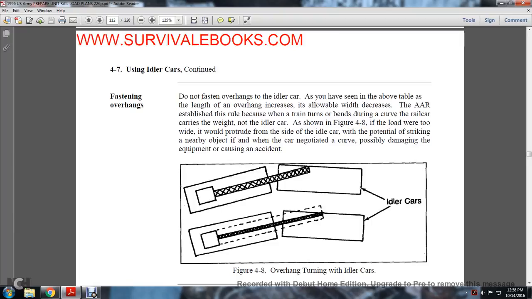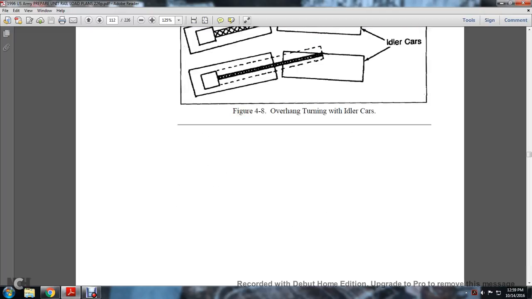All right, fastening overhangs. Do not fasten overhangs to the idler car. As you have seen in the table, as the length of the overhang increases, the allowable width decreases. The Association of American Railroads established these rules because the train turns and bends during the curve of the rail with the weight carried on the non-idler cars, shown in Figure 4.8. If the load were too wide, it would protrude from the side of the idler car, with the potential of striking a nearby object when the car negotiated the curve, possibly damaging equipment and causing accidents. Figure 4.8 shows the overhang turning with the idler car.